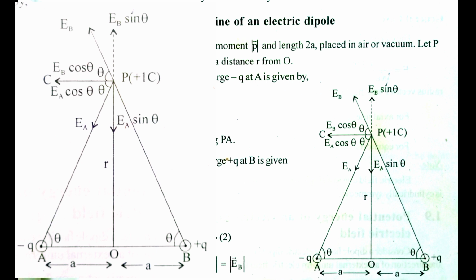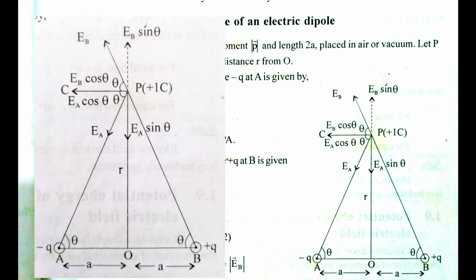Here we have to find the direction of E_A. How can we find the direction? Because here we have a minus q charge and we are placing a plus 1 coulomb charge. So this positive and negative charge, what will happen? They will attract, right? So which will be the direction of E_A? That will be along PA, because they attract. And when we are finding the direction of E_B, what will happen? For E_B, here we have the positive charge, and again we are placing a unit positive charge as the test charge.